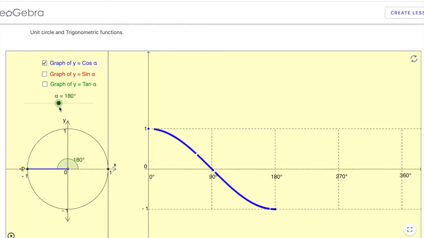And it's exactly the same shape as the sine curve. But it starts at 1, goes down and back up. And again, that keeps going forever and ever in both directions like that as well. Lastly, let's look at the tan curve.